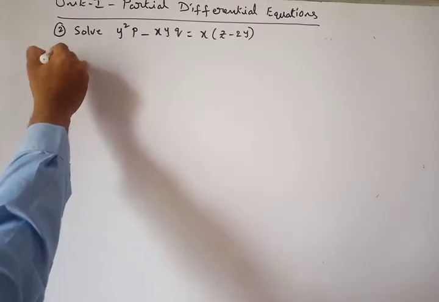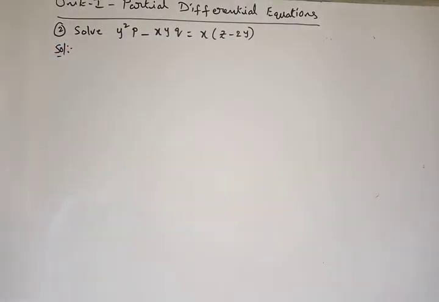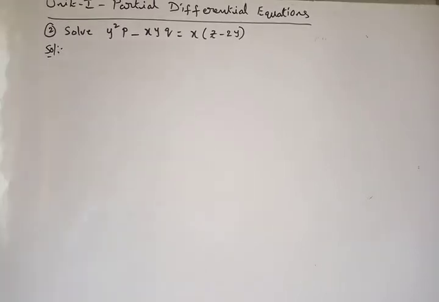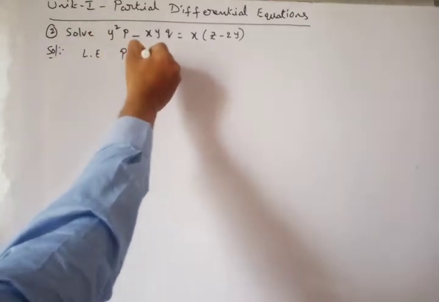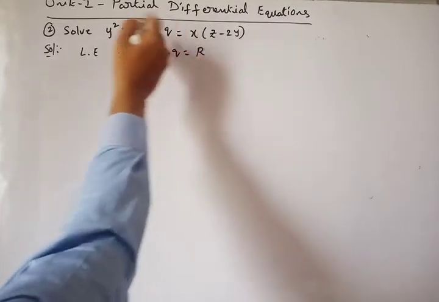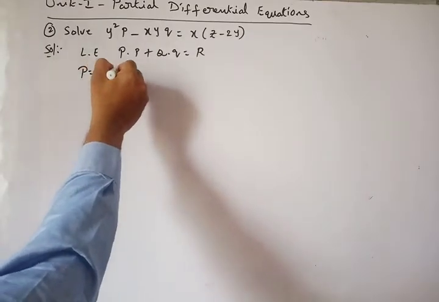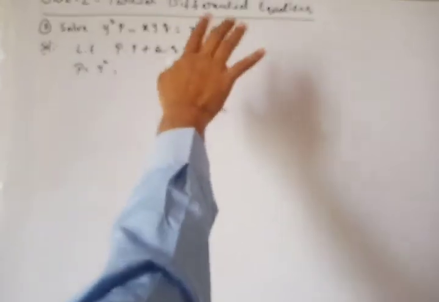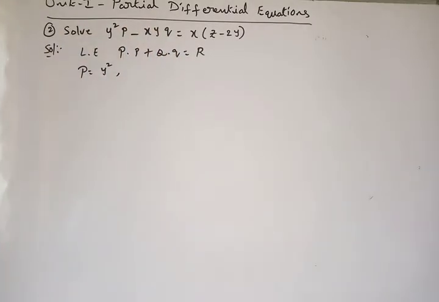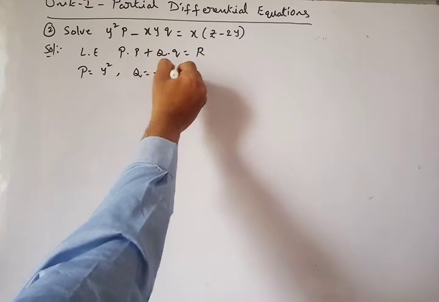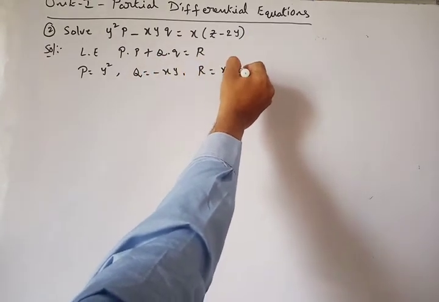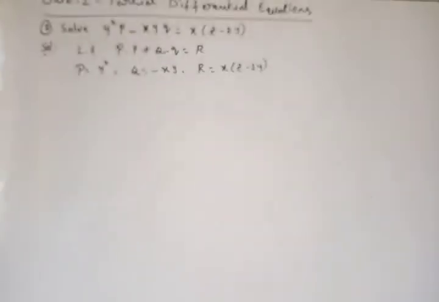First of all, what we have to do? Compare the given equation with Lagrange's equation. What is our Lagrange's equation form? Capital P into small p plus capital Q into small q is equal to capital R, right? So what is my capital P here? Y square. In the problem, he will always give you small p and small q only. The coefficients of small p and small q you need to consider as capital P and capital Q. So capital Q is equal to minus xy. Capital R is equal to x into z minus 2y.